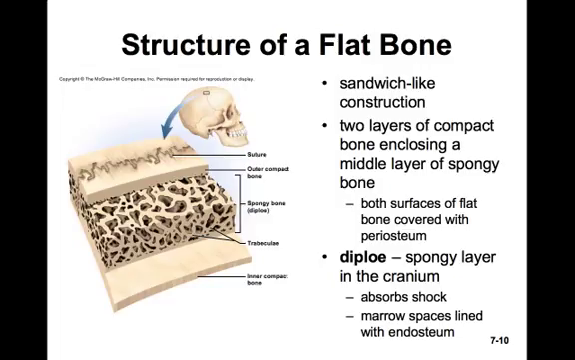Both surfaces of the flat bone are going to be covered with periosteum that has the same structure as the periosteum on a long bone. The spongy layer in the cranium is called the diploe. It acts to absorb shock. Because of this layer, the skull can fracture in the outer layer of compact bone, but the diploe can absorb the impact and leave the inner layer of compact bone intact.